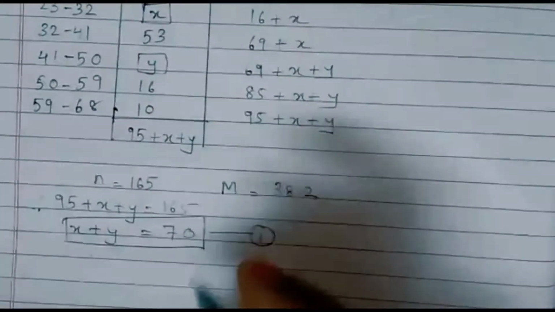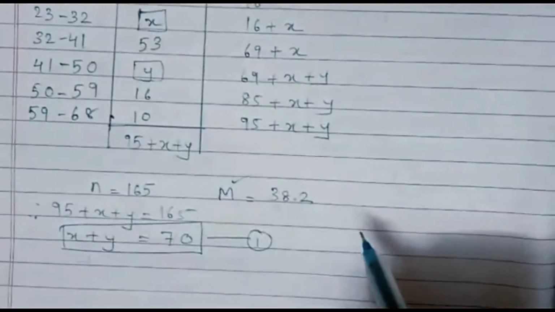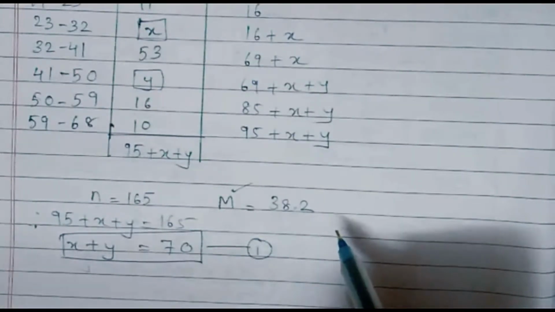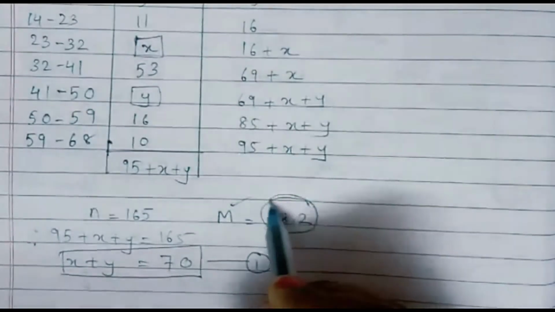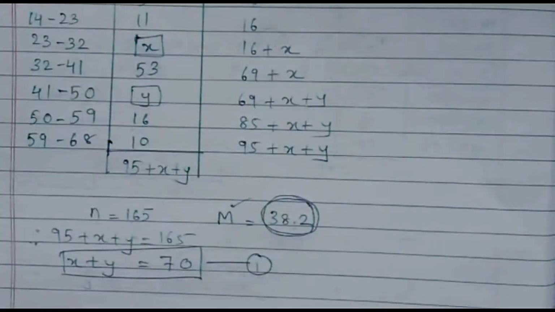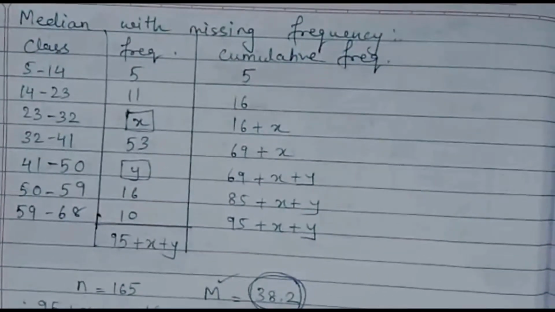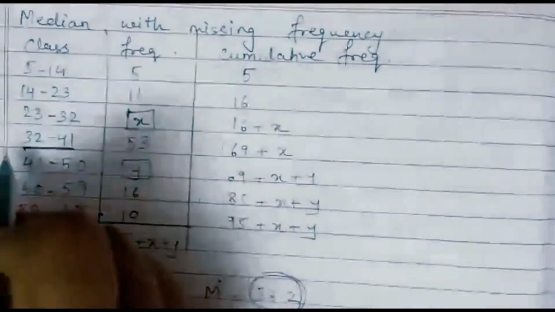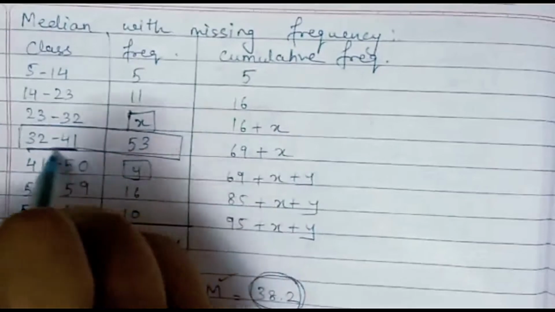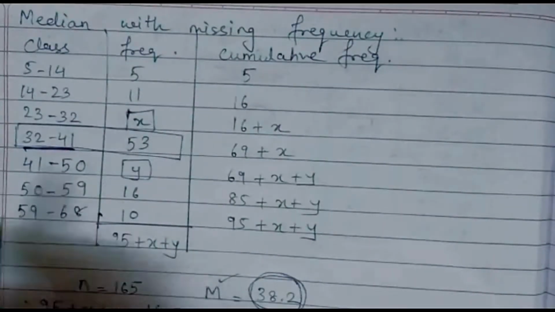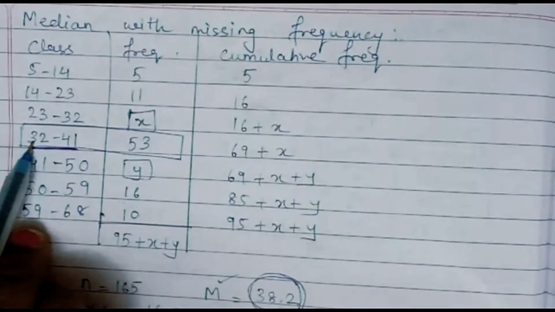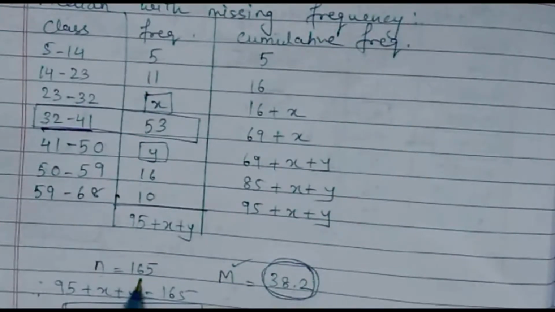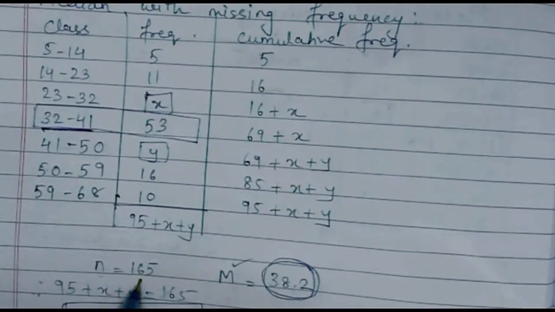Now again we will use the same formula for median: M is equal to L plus (n upon 2 minus CF) whole by f into h. For that we will see what the value of median is, which is 38.2 here. Now see the classes. 38.2 lies in the class 32 to 41. So this will be your median class and the lower limit will be 32. The total frequency as I gave you is 165, so we will divide it by 2.